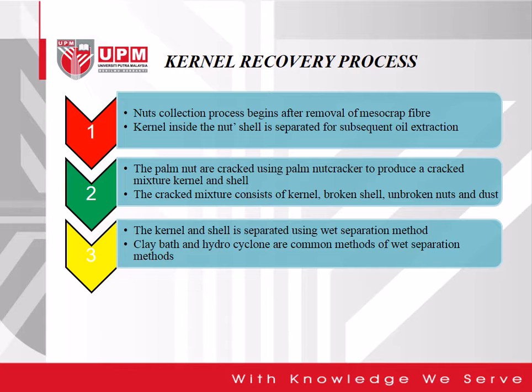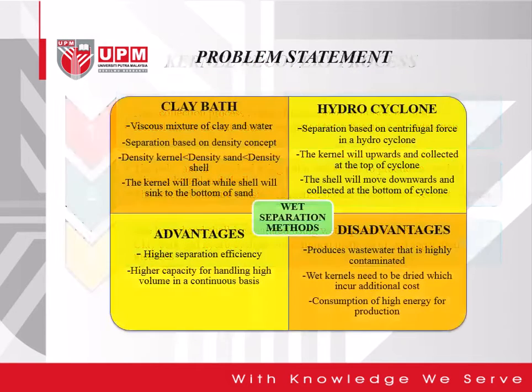The kernel and shell are separated using the wet separation method. So for the problem statement, we are using wet separation methods, namely the clay bath and hydrocyclone. The advantages are higher separation efficiency and higher capacity for handling high volume, but the disadvantages are that they produce wastewater, wet kernels which need to be dried, and consume high energy for production.